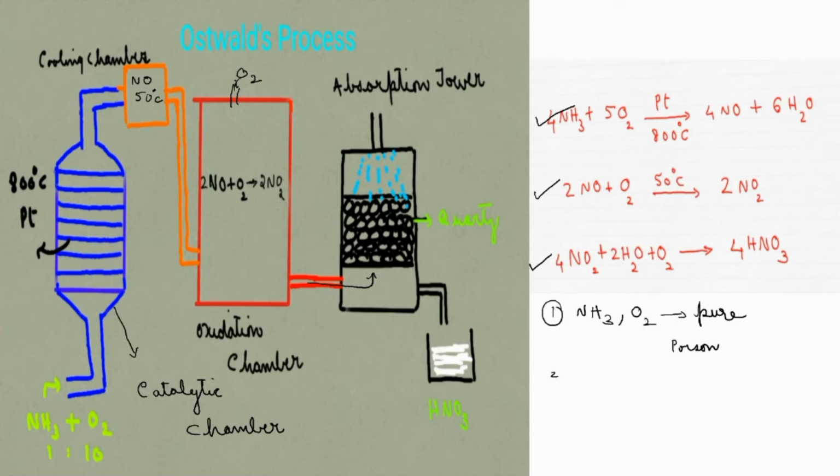What is the next question? They will ask why we are taking ammonia and oxygen in the ratio 1:10. In the first process, oxygen is required for the oxidation of ammonia. In the second process, for conversion of nitric oxide into nitrogen dioxide, excess oxygen is required. And finally, to convert nitrogen dioxide into nitric acid also, oxygen is required. For the entire process, oxygen is required. That is the reason we take excess oxygen, you can tell.